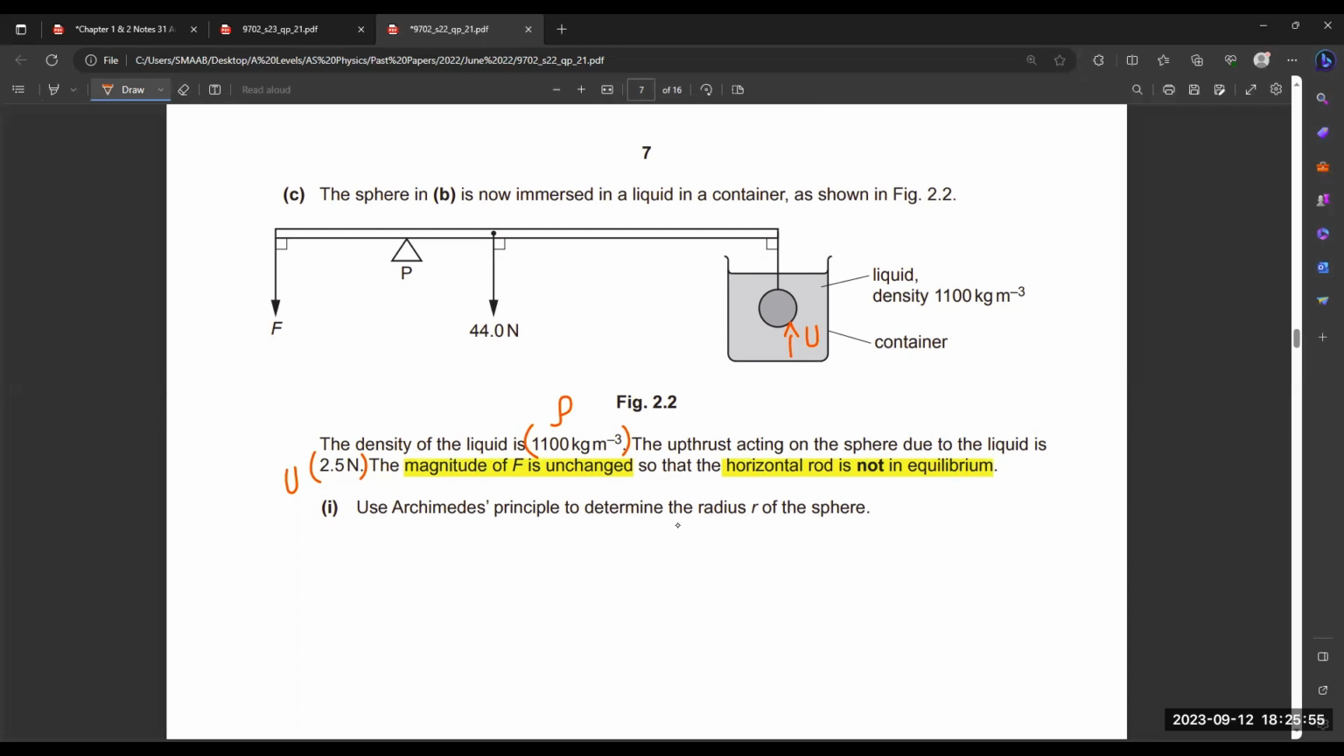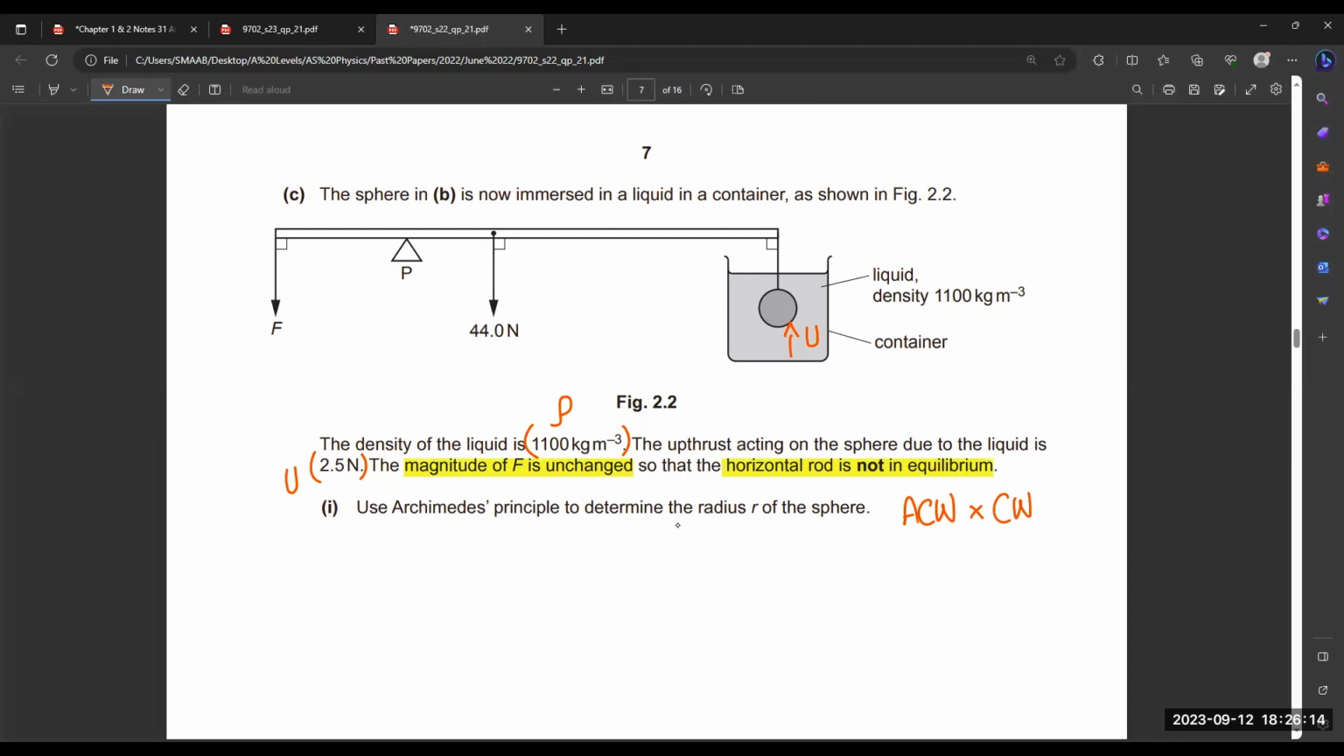So basically, not in equilibrium means that clockwise rotation is not equal to anticlockwise rotation, right? Or it's like not in a closed system.